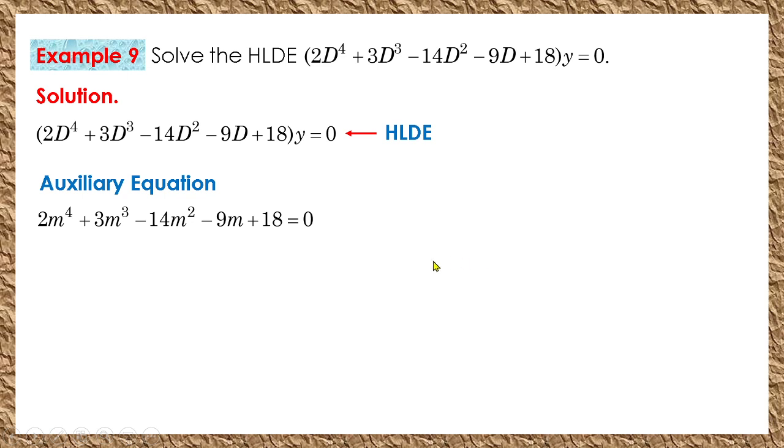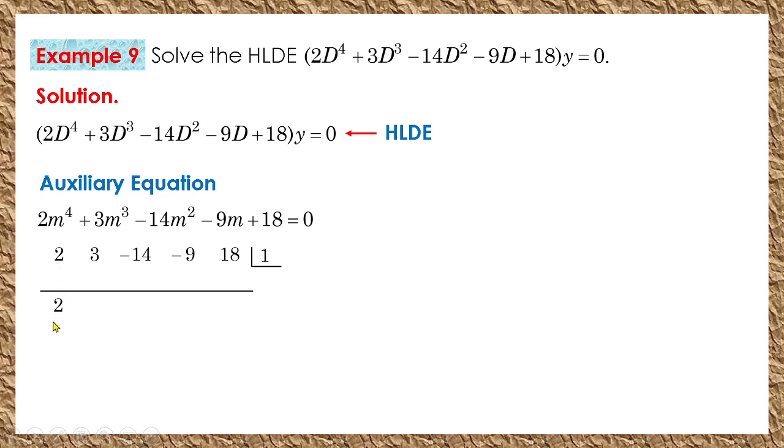I think this is better to solve by synthetic division. We copy the coefficients. Be sure your left side is arranged from highest to lowest power. So, the coefficients: 2, 3, negative 14, negative 9, 18. In case there is a missing power, you are going to have 0 for the coefficient. Okay? And then our multiplier here is 1.